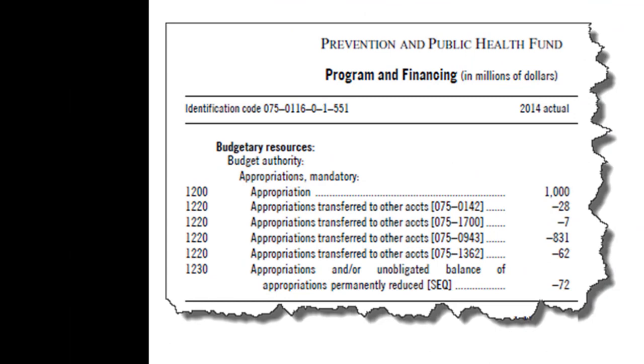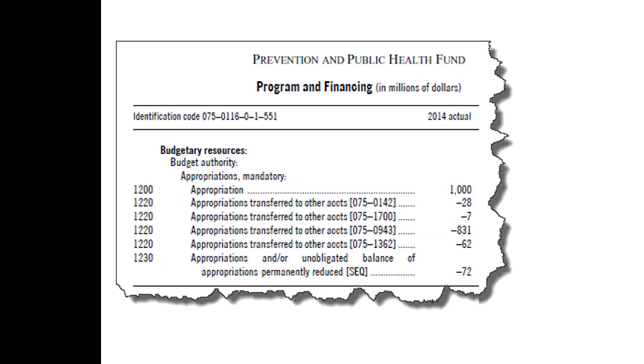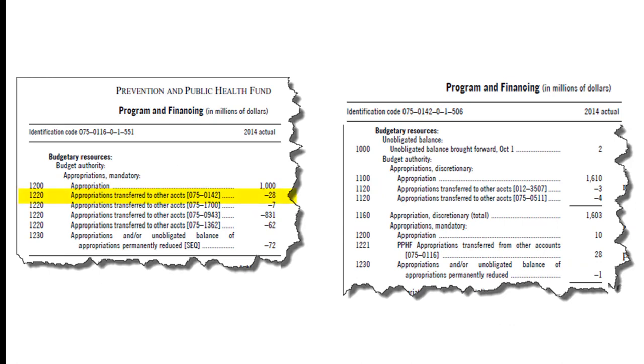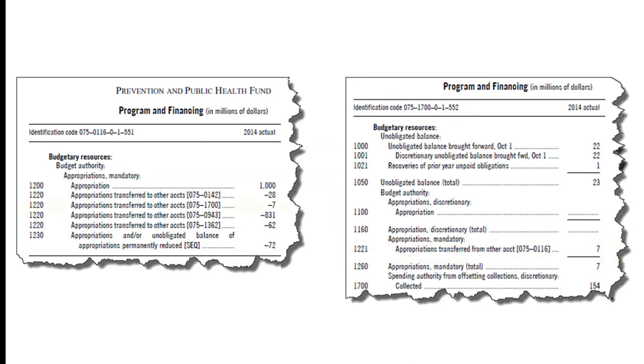In this program and financing schedule for the Prevention and Public Health Fund, we can see that the account received a mandatory appropriation of $1 billion on line 1200 and transferred funds out on line 1220 to 4 different accounts. $28 million was transferred to account 750142. That's the Administration for Community Living. $7 million was transferred to account 751700, the Agency for Healthcare Research and Quality.